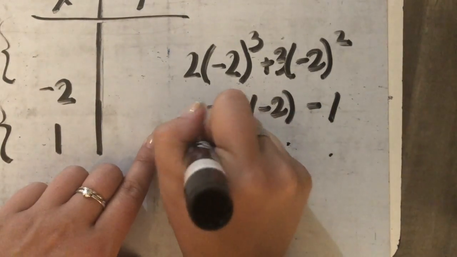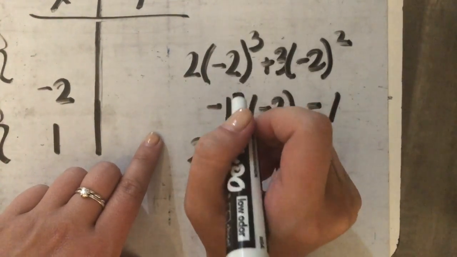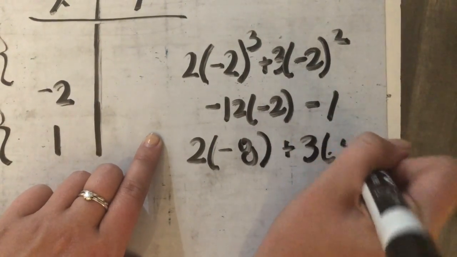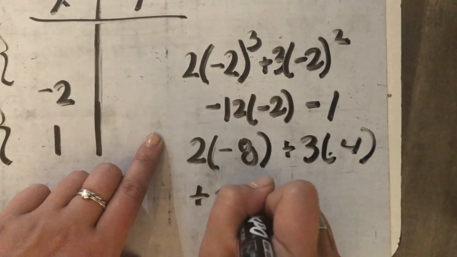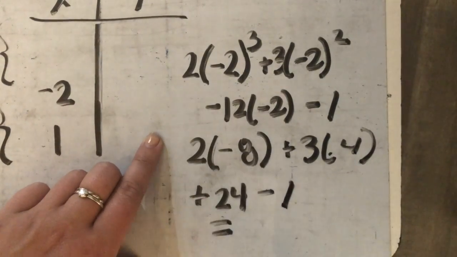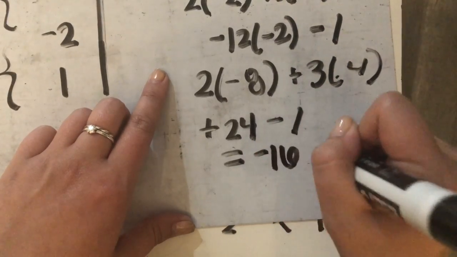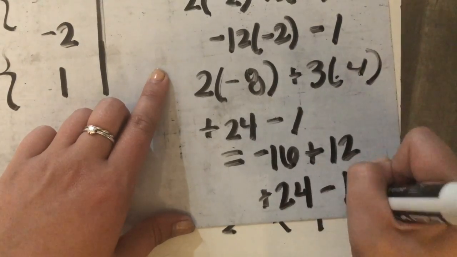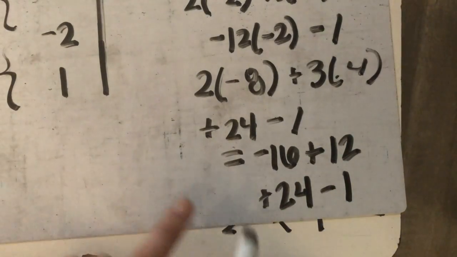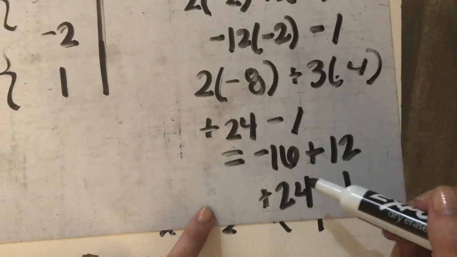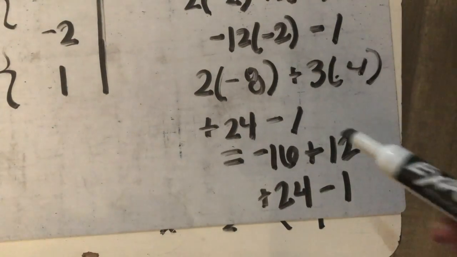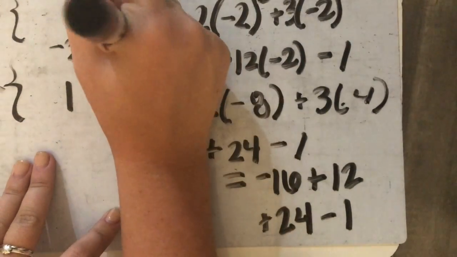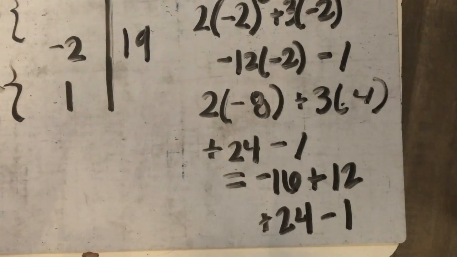So I would have, being very careful with my negatives here, a negative cubed is a negative still, so I would have 2 times -8, then I would have plus 3 times 4, plus 24 minus 1, and I would get then -16 plus 12 plus 24 minus 1. I'm going to add these first, 36 minus 16, because it's easier for my brain. So 36 minus 16 is 20, minus 1 is 19. So that is a possible there.